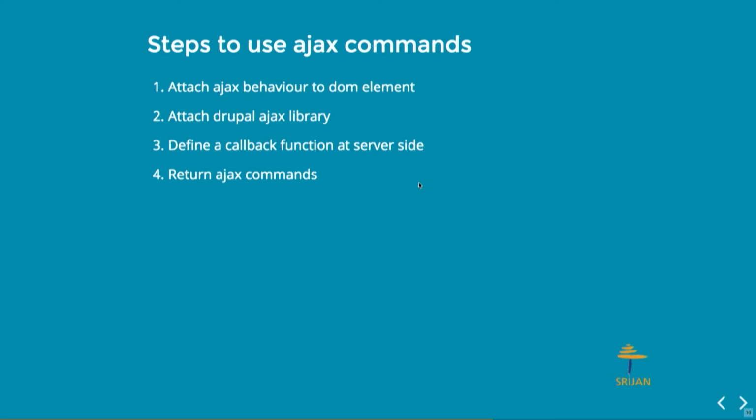So as a summary, these are the steps to use Ajax commands. You simply attach the Ajax behavior to an element using any of the three ways, and then make sure that the Ajax library is attached on the page. Then define a callback on the server, do your processing when you get the data, and return the Ajax command. That's the whole process. You don't need to worry about creating a JSON object manually. You just create an array of the data which you want to send and pass it to the command, and it will take care of invoking the correct function on the client side. So this is the whole cycle of the Ajax framework, and Drupal 8 follows the same thing.